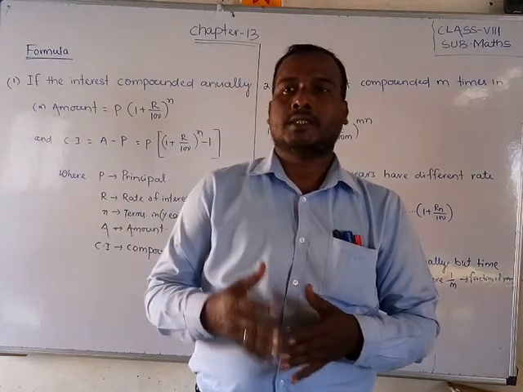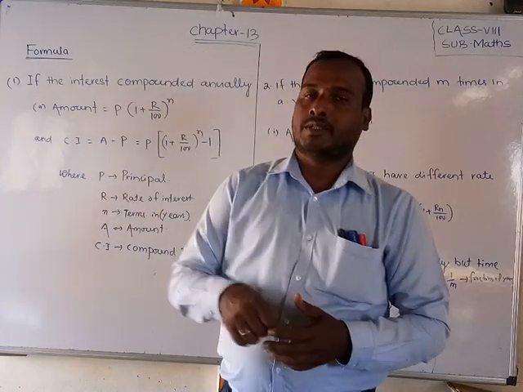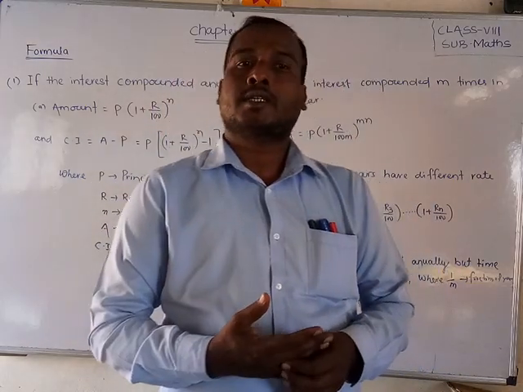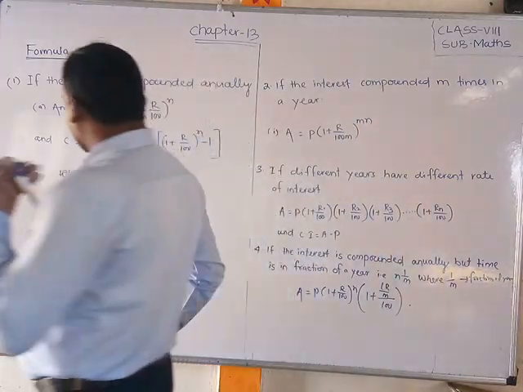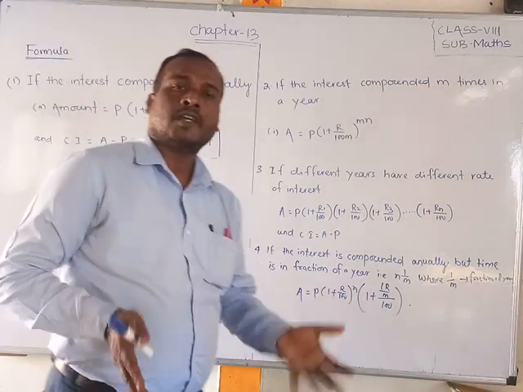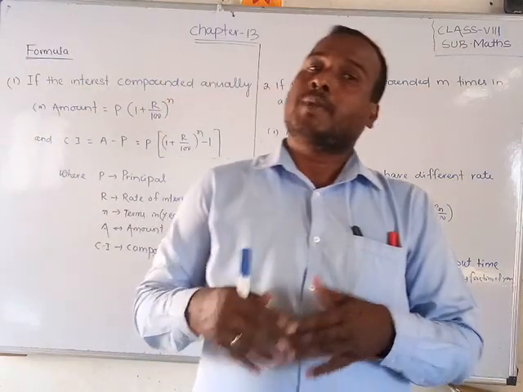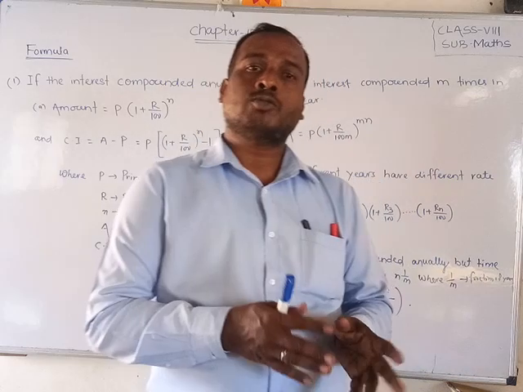So if the interest is collected that way, what is the formula and which formula can we use to find the amount? See students, here I have written some formulas, one direct formula. We can also do it a different way, by using the simple interest formula.